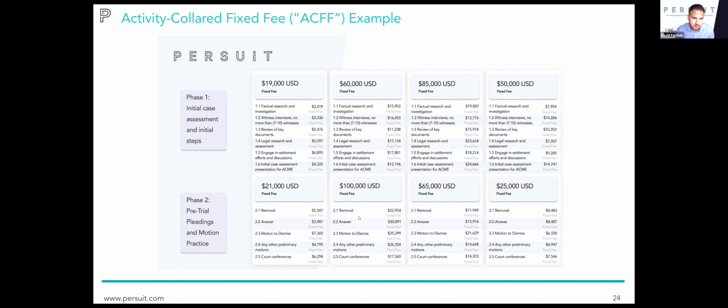Likewise, in the pretrial pleadings and motions stage, you can ask for both the phase level fee as well as the price for a specific motion to dismiss, a specific answer, court conferences. And so if the assumptions change, you have a really good bargaining position to go back and adjust the fee amount because you have pricing that's been proposed at that activity level.